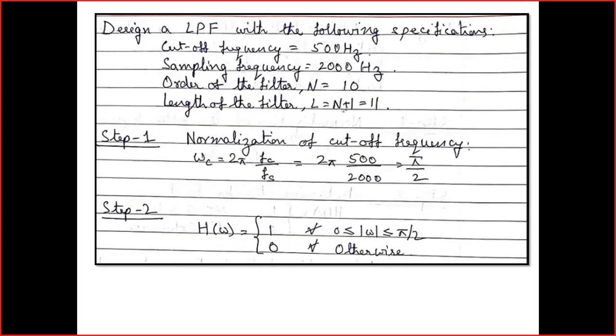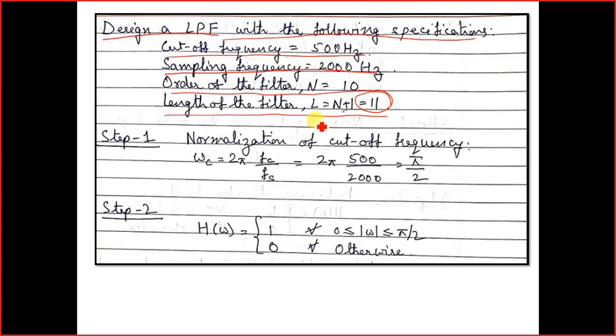So going forward, similar types of numericals you will get in this fashion also. Design a low pass filter with the following specification: cutoff frequency 500 Hz, sampling frequency 2000 Hz, order of the filter capital N is equal to 10, and length of the filter L is equal to N plus 1, which becomes 11.